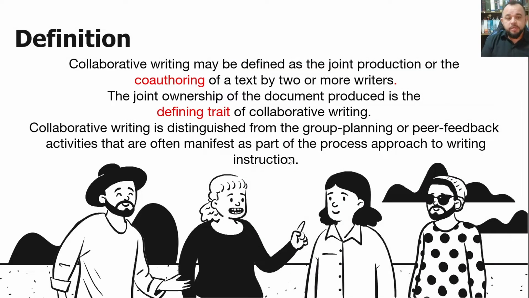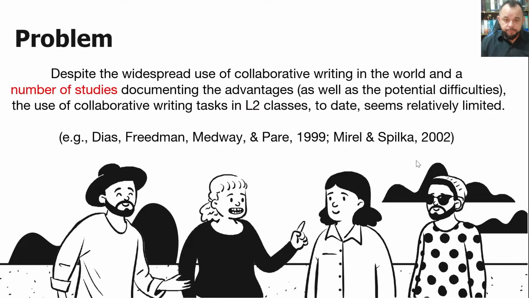Okay, so let's start with the definition. Collaborative writing may be defined as the joint production or the co-authoring of a text by two or more writers. The joint ownership of the document produced in this action is the defining trait of collaborative writing. Collaborative writing is then distinguished from group planning or peer feedback activities that are often manifest as part of the process approach to writing instruction.